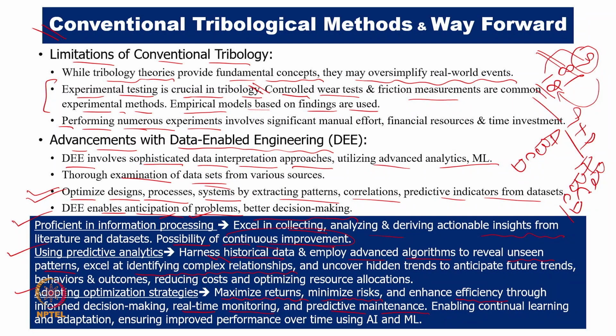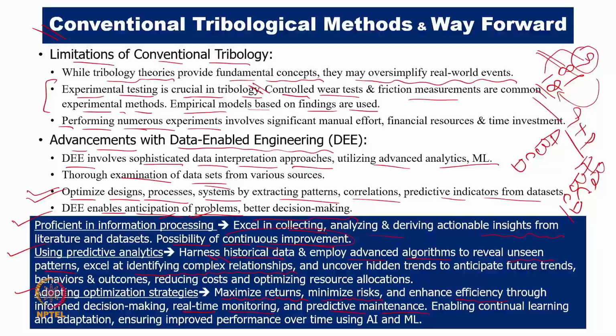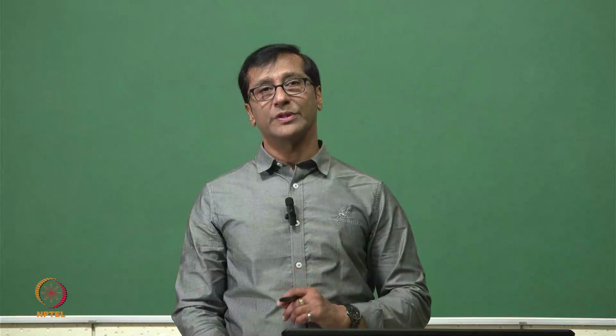Of course, here we require artificial intelligence and machine learning. So this is what we say, that we find there are some drawbacks in tribology or conventional tribological methods, and we need to improve the system. And this completes three lines: proficient in information processing, using predictive analytics, adopting the optimization strategy. They are going for the future, obviously, that we want the way forward and the improvement in tribological methods.